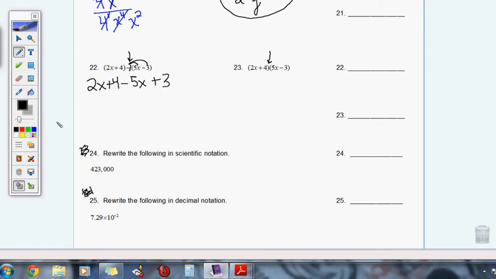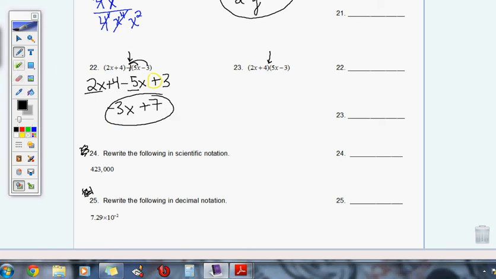So please be careful. If you were one of the people that had a negative right there, you didn't carry through, like you were supposed to, the negative 1. So now I combine like terms. 2x and negative 5x gives me negative 3x. Positive 4, positive 3 gives me a positive 7.